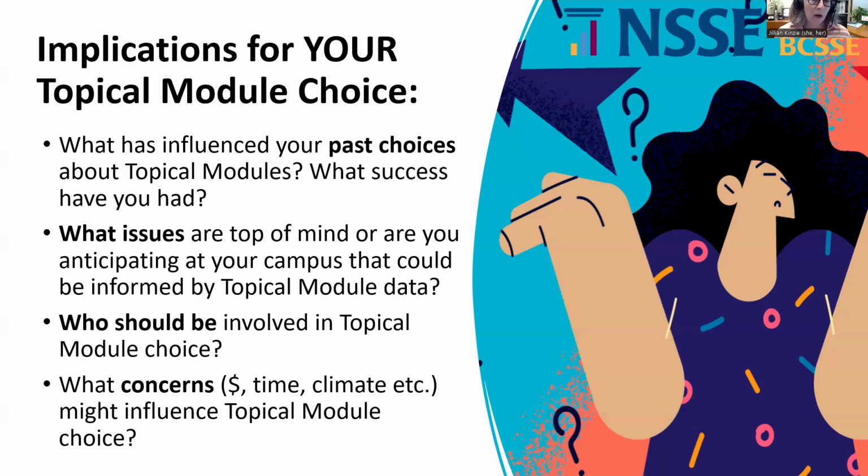Then thinking about maybe who you might want to develop some friendships or some allies with, to invite them to be involved in a topical module choice. Maybe you suspect there's a unit on campus that's trying to make some changes around advising, or trying to make changes in the first year program or in senior capstone projects. Maybe involving them in the choice might help them influence what your institution chooses.